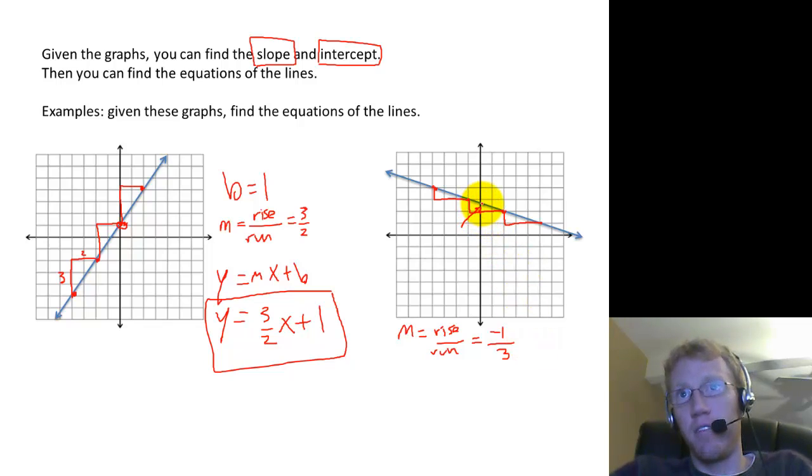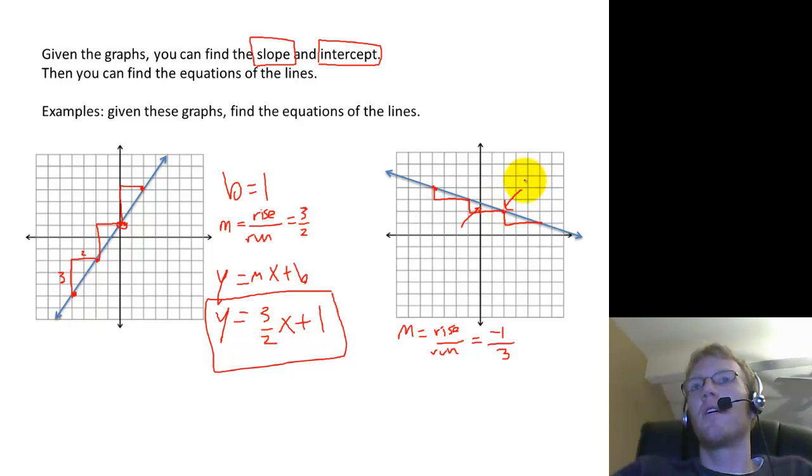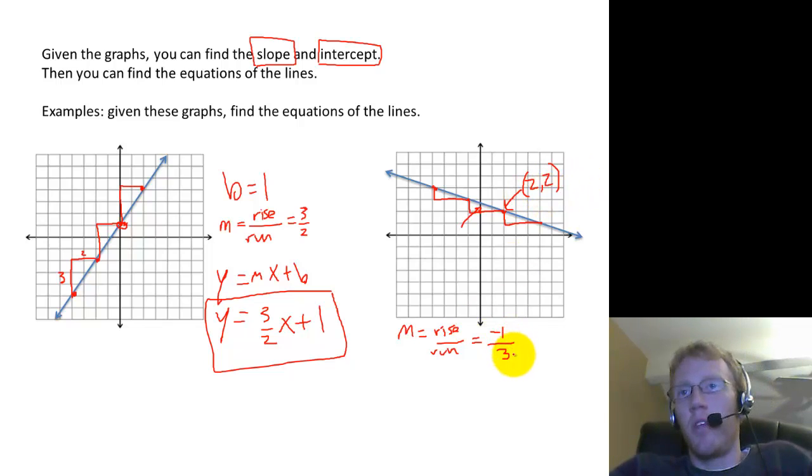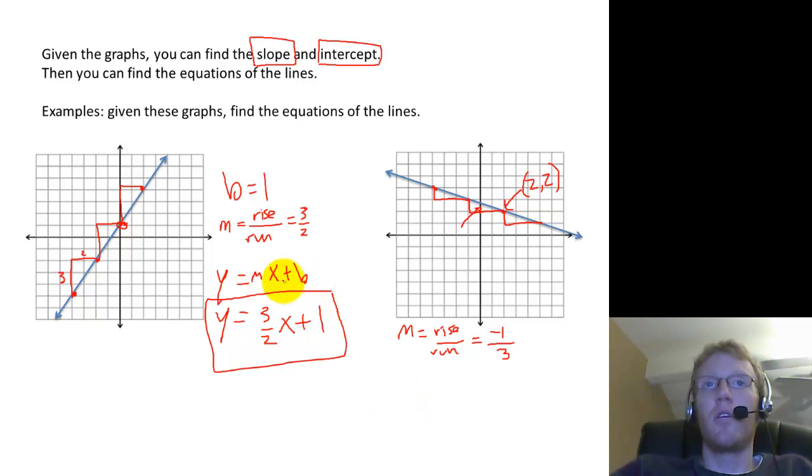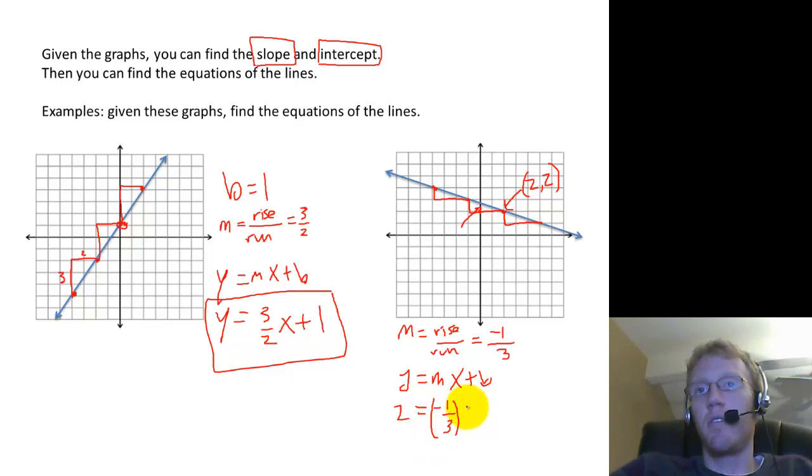And now to figure out what that value is right there, I can use one of these known points, like this point right here is 2, 2. Okay, so I can use this point 2, 2, and this slope -1/3 to figure out the value of b. So using y equals mx plus b, I can write 2 equals, what's my slope? -1/3 times the x value, which is 2, plus b. So -1/3 times 2 is -2/3.